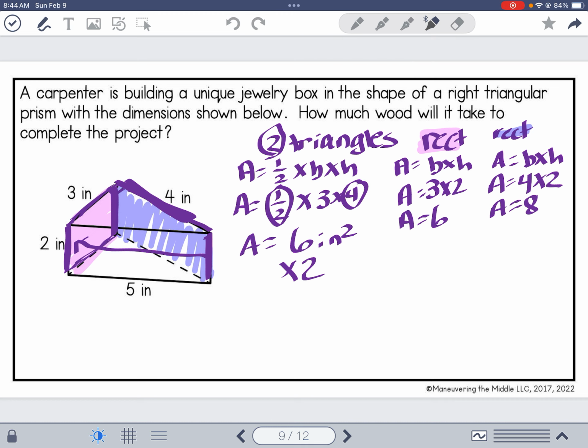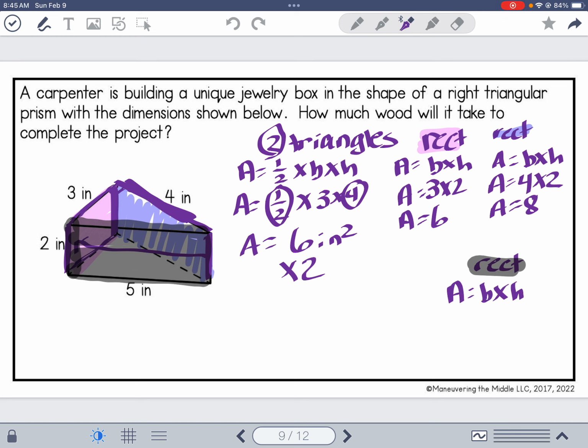One last rectangle is the one right here in the front. Notice I'm saving the front to last because the colors are overlapping, and I don't want that when I'm trying to work my problem here. So rectangle, color that in. Area equals base times height. I'm only looking at the front now, so it's a 2 by 5. Area equals 2 times 5. Area equals 10. Now that I have all my areas, I'm just going to add them together.